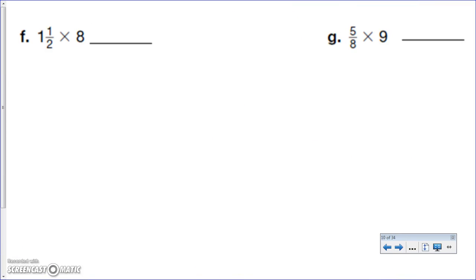For F, we have 1.5 times 8. So the first thing we need to do is get 1 and 1/2 into an improper fraction. Denominator times whole number, so 2 times 1 is 2, plus the numerator is 3, so we get 3 halves times 8 over 1.